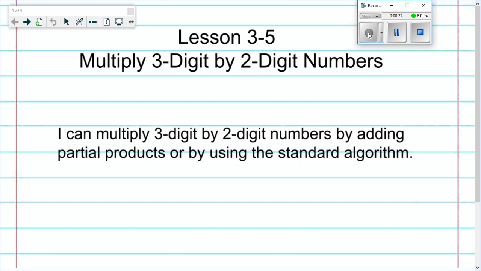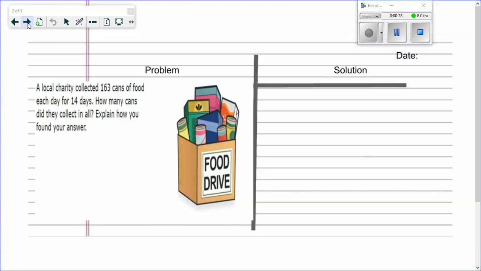Remember to pause at any time if you need a little more time to write down the title and the I can statement. There are no vocabulary terms for this problem. We're going to go ahead and look at our problem.